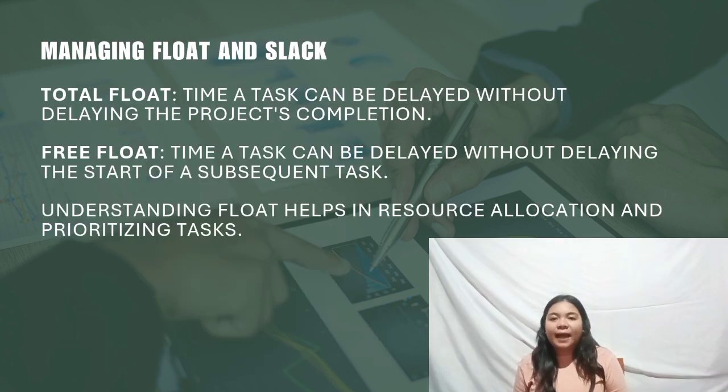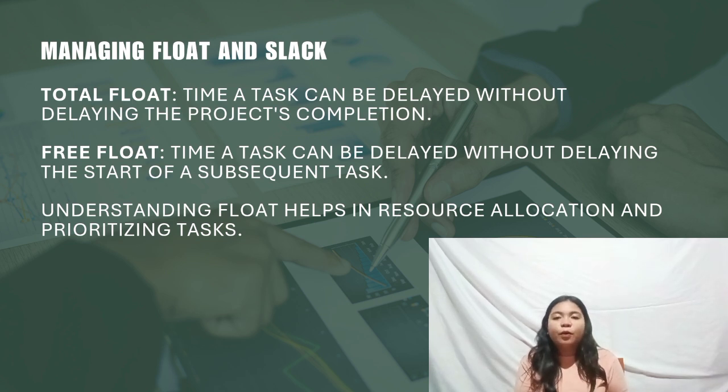Managing float and slack. So, float is also known as slack. It is a critical concept in project scheduling that helps determine how much flexibility there is in starting or finishing a task without affecting the project timeline. The total float is the maximum amount of time a task can be delayed without impacting the overall project completion dates. So, it is useful for identifying which tasks have scheduling flexibility and which are on the critical path.